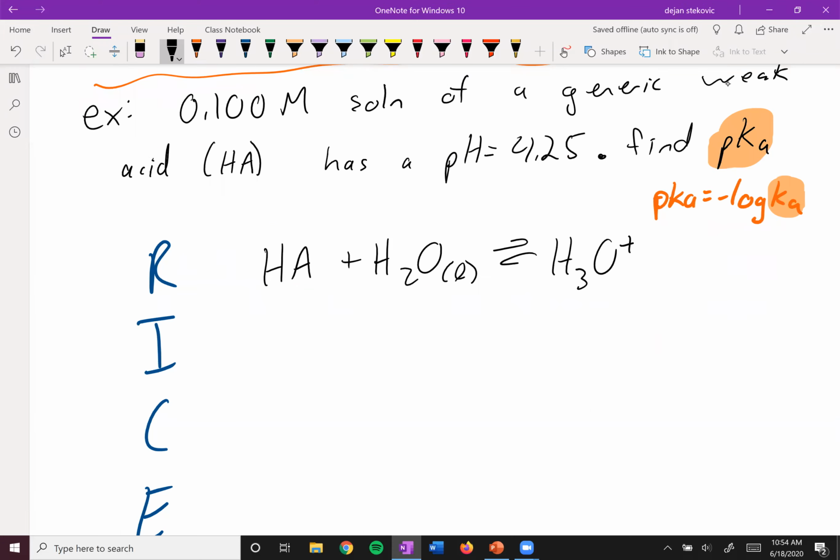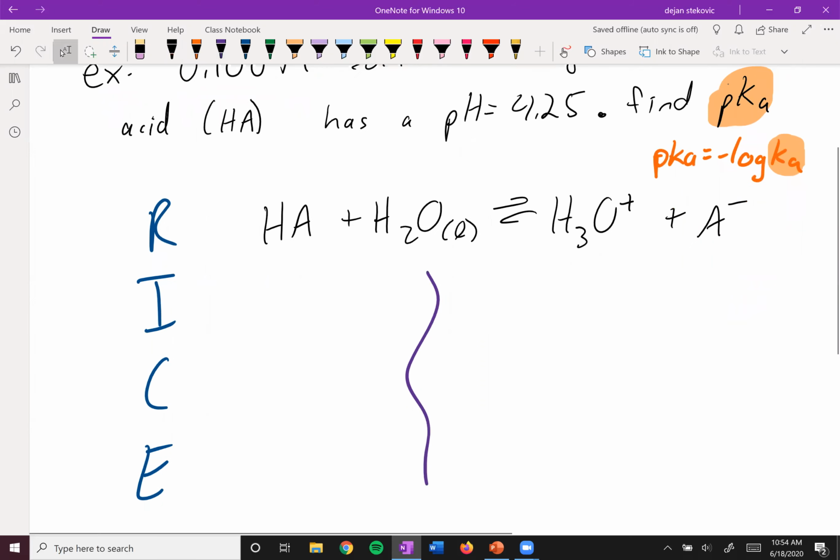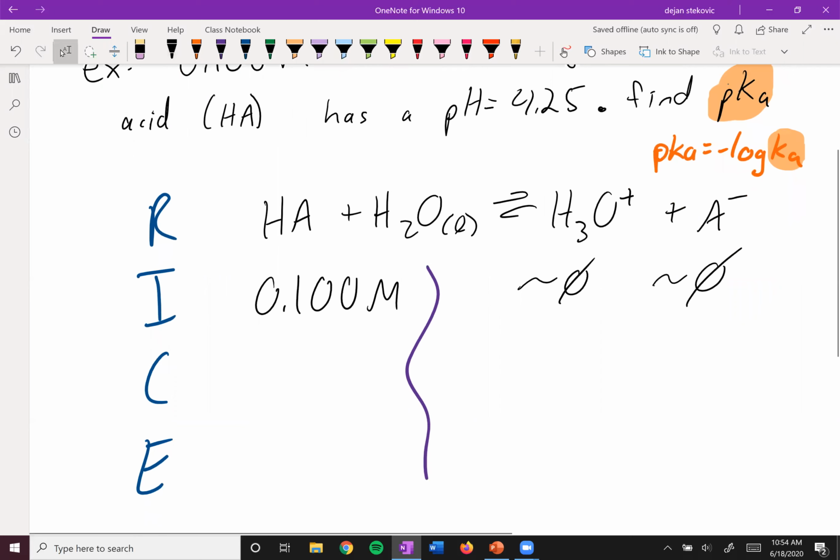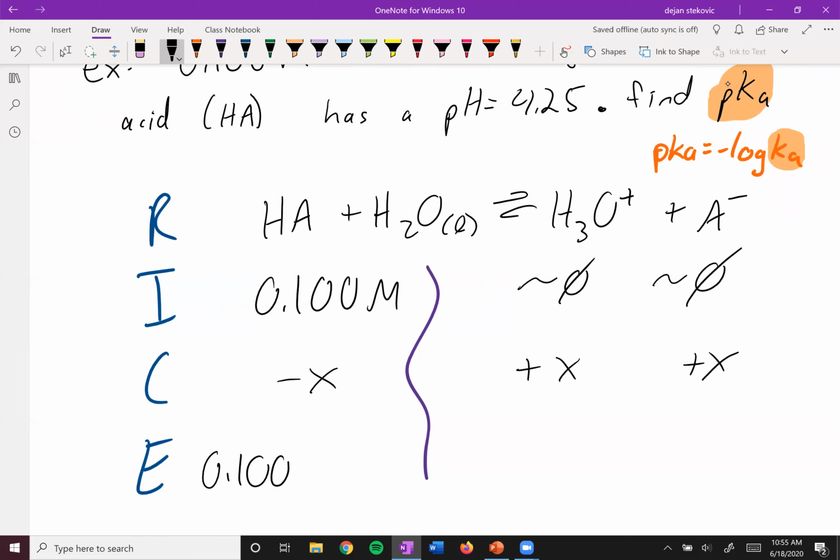So it's going to donate its H plus, so it'll turn into H3O plus and A minus. Remember, we ignore the liquid, so we're not going to have anything here. We know the concentration of the acid is this 0.1 molar, so we can put 0.100 molar. Again, we're going to assume that the other two values are 0 here, and so we're going to go towards the right direction, so minus x, and then 0.100 minus x, and then x again.